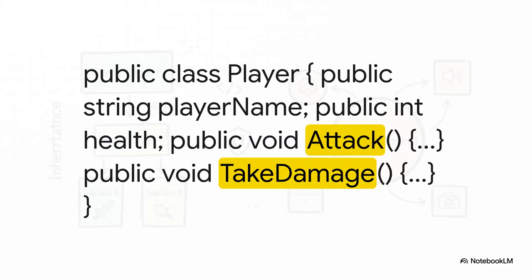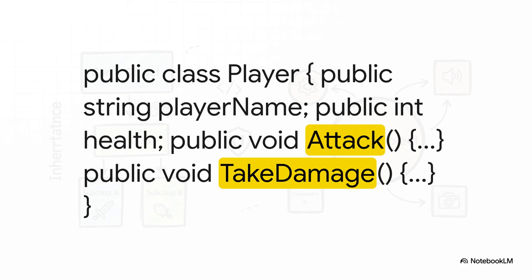Okay, let's get our hands dirty and look at some actual code. This here is a super simple player class. Now at the top, we're defining its data. We've got public string player name and public int player health. That word public is key. It means other parts of our game, other scripts, can see and change these values. The string is just for text and int is for a whole number.